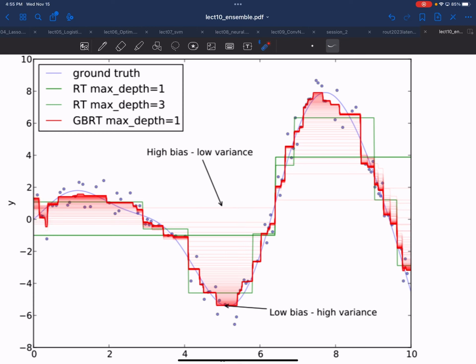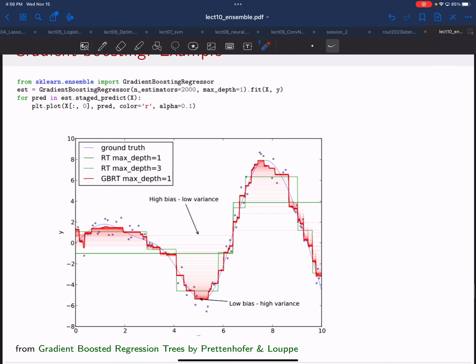the red line there. And here they're illustrating the fact that when you start out with a very simple model, you have something that's high bias, very far away from the truth, but it has low variance, probably. It's very stable over different realizations. As you have more and more stages, you reduce your bias and increase your variance. So again, just a visual example of gradient boosting regression.